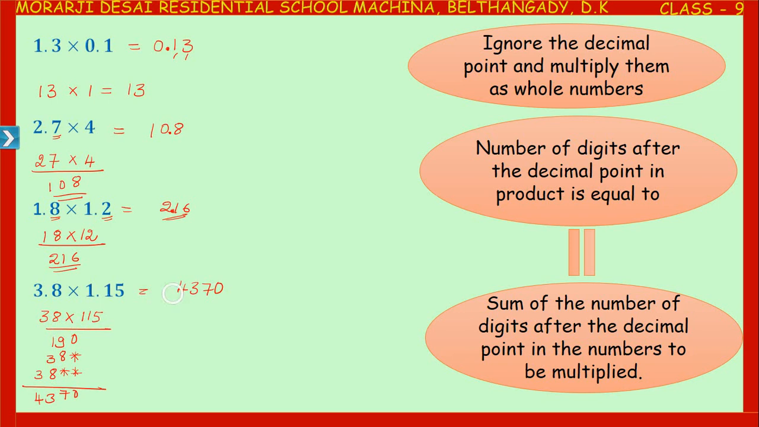Write this here. Now 3.8 into 1.15 is equal to, count the number of digits after the decimal point. Here one digit after the decimal point, here two digits after the decimal point. 1 plus 2 is 3. So in the answer, 3 digits should come after the decimal point. That is 1, 2, 3. You have to put the decimal point here. That is 4.370.